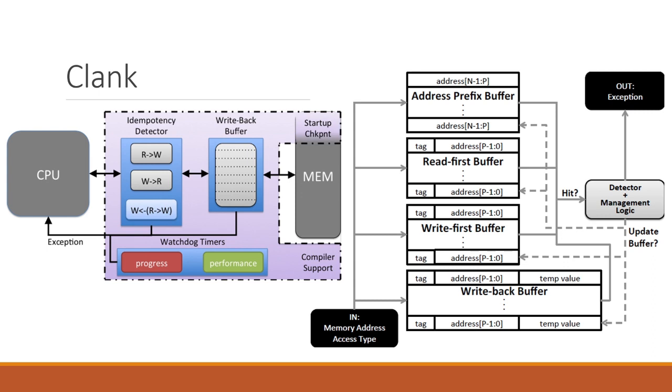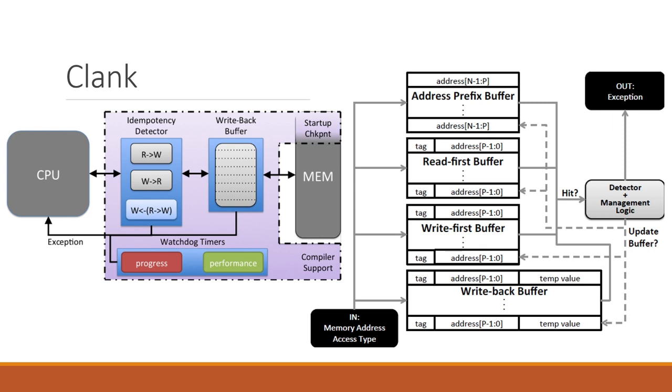Also, optional watchdog timers are employed to manage the trade-off between the overhead of checkpointing and re-execution. Additionally, compiler support is implemented to alleviate the burden on hardware buffers, thus optimizing the efficiency of the system. Now let's look at the key components of Clank. The key components of Clank are the idempotency detection logic, the write-back buffers, the read and the write-first buffers, and the watchdog timers.